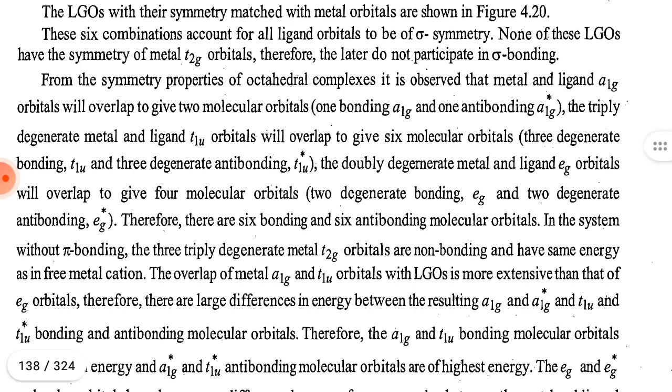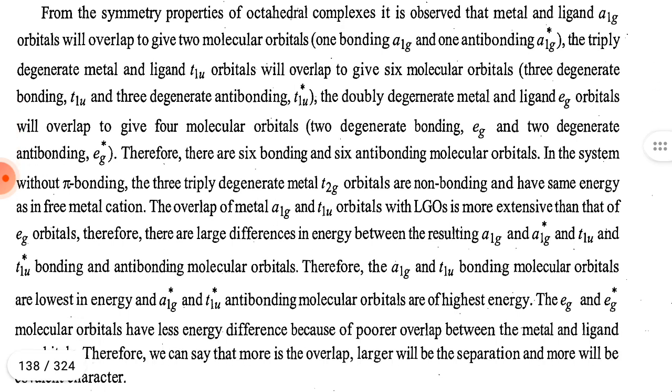These 6 combinations account for all ligand orbitals being of sigma symmetry. None of these ligand group orbitals have the symmetry of the metal T2g orbitals. Therefore, the latter do not participate in sigma bonding. From the symmetry property of the octahedral complex, it is observed that metal and ligand A1g orbitals will overlap to give two molecular orbitals, one bonding A1g and one anti-bonding A1g star.